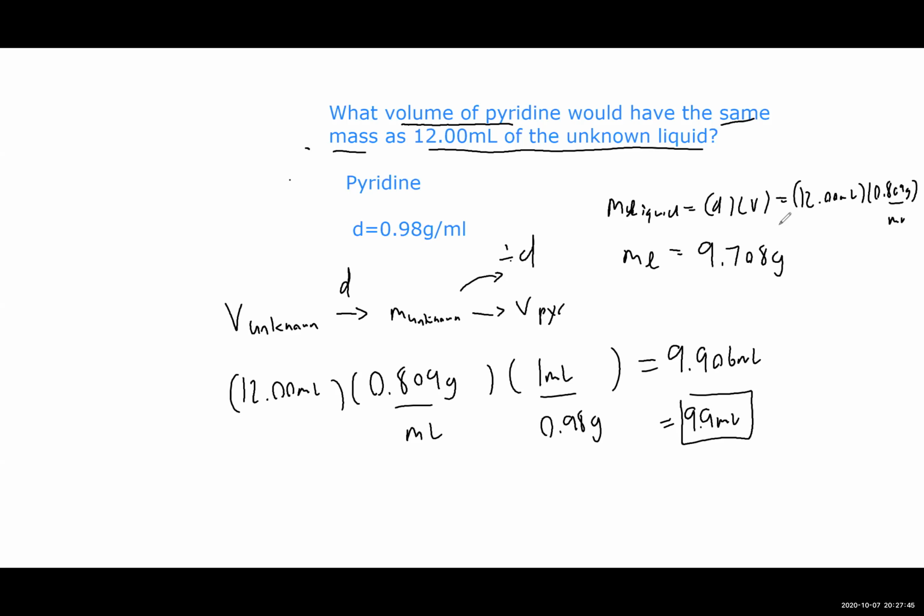Now, from this information, we can figure out the volume of pyridine by taking the mass of pyridine over the density. And the mass of the liquid is equal to the mass of pyridine in this problem. So we plug in the mass of our liquid and we divide by the density of pyridine, and that gives us the volume of pyridine that has the same mass as our unknown liquid. Does that make sense? Yes, thank you. Perfect. Any other questions on this example?